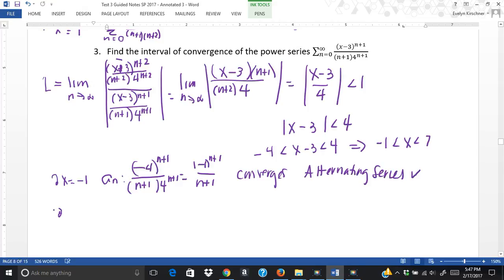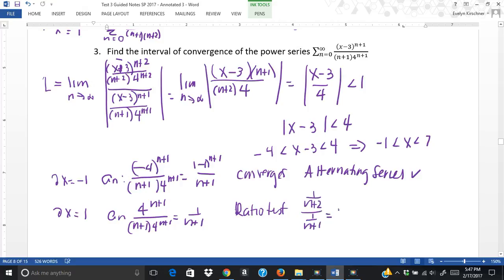So that's good. Now to look at x equals 7, and then I get a sub n is 4 to the n plus 1 over n plus 1 times 4 to the n plus 1, which equals 1 over n plus 1. And I have to figure out if that converges or diverges. If I look at the ratio test, I look at my 1 over n plus 2 over 1 over n plus 1. That gives me 1, and so it diverges by the ratio test. So my interval is closed at negative 1, but it's open at 7.